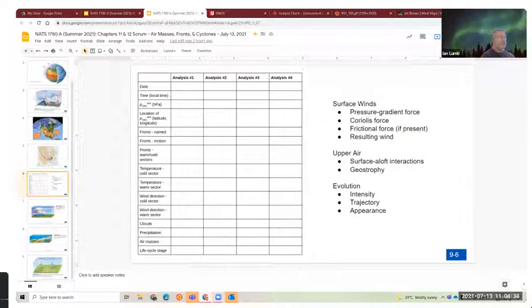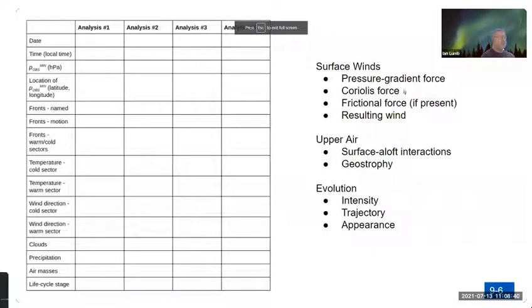So we have now spoken about the surface winds, and we've spoken about the surface-aloft interactions. Geostrophy is that balance that exists when the Coriolis force and the pressure gradient force are directed in opposite sense and equal in magnitude or size. And you see that on the upper air maps, where the wind is essentially blowing parallel to the constant height contours.